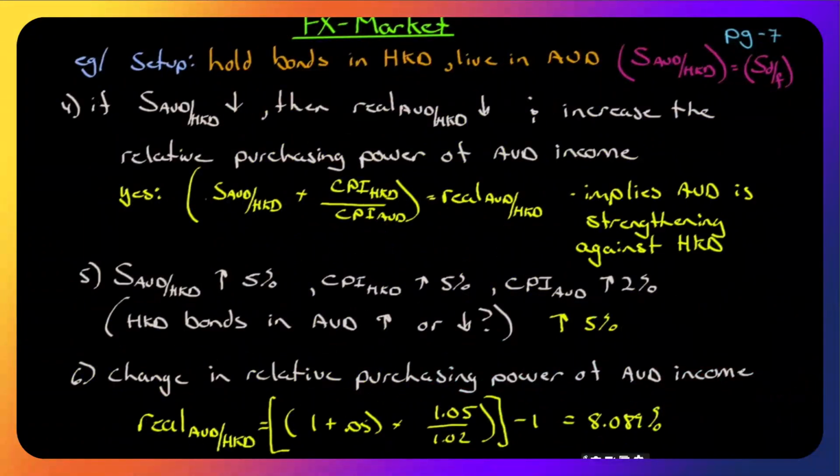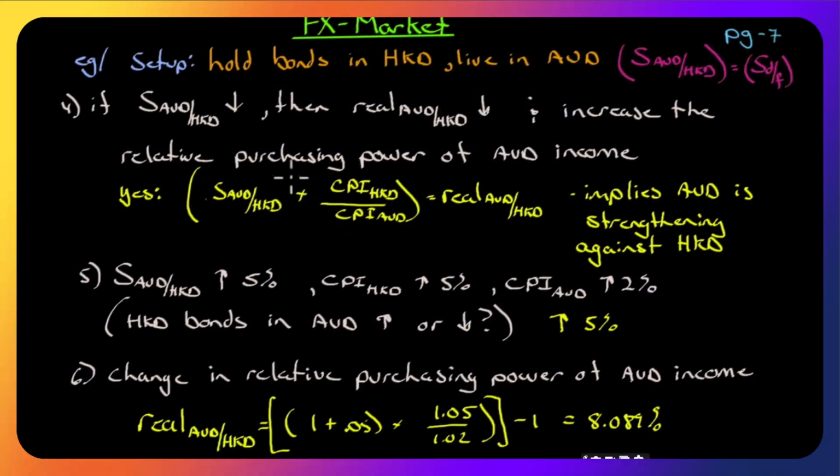All right, number 4, let's look at our next statement here. If the nominal exchange rate drops, then the real exchange rate will drop and increase the relative purchasing power of Australian income. Okay, well, let's think about that. The nominal exchange rate has dropped. What's going to happen to the real exchange rate?